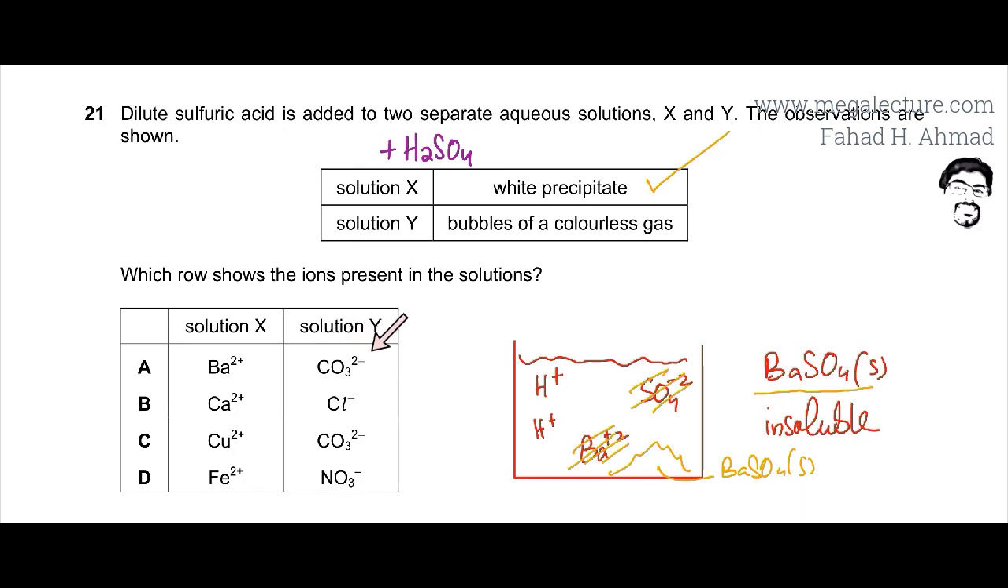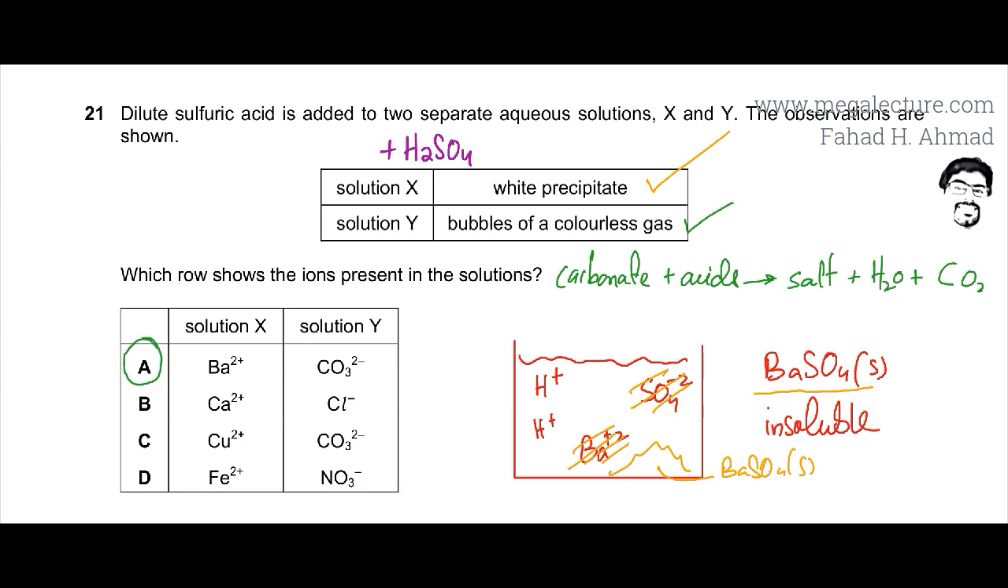Your solution Y contains carbonate. Now it has a carbonate ion in it. Solution Y contains carbonate, and you're adding sulfuric acid. So what happens when a carbonate reacts with acid? It produces a salt, a water molecule, and a carbon dioxide molecule, which is a gas. So you're going to see bubbles of a colorless gas. So the second observation is also going to be correct. So option A looks perfectly right, because both observations would be obtained for option A.